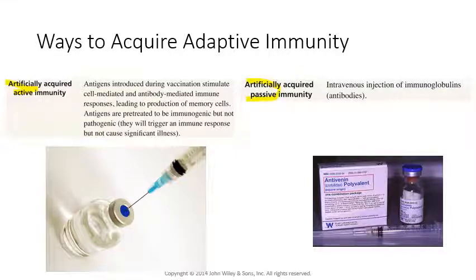Artificial passive would be like the passive injection of antibodies. Anti-venom medications are often considered this because, one, you have to go to a doctor to get it injected to you. So that's artificial by its nature. And passive because they're basically giving you those antibodies instead of you developing them on your own. All right, so these are both artificial and they can be either active or passive.